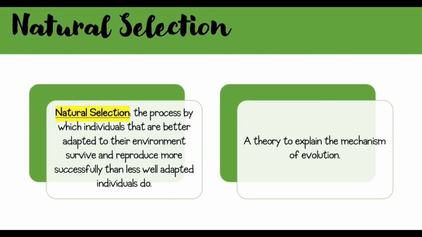Natural selection. What is natural selection? In detail, the process by which individuals that are better adapted to their environment survive and reproduce more successfully than less well adapted individuals do. It's also a theory to explain the mechanism of evolution.